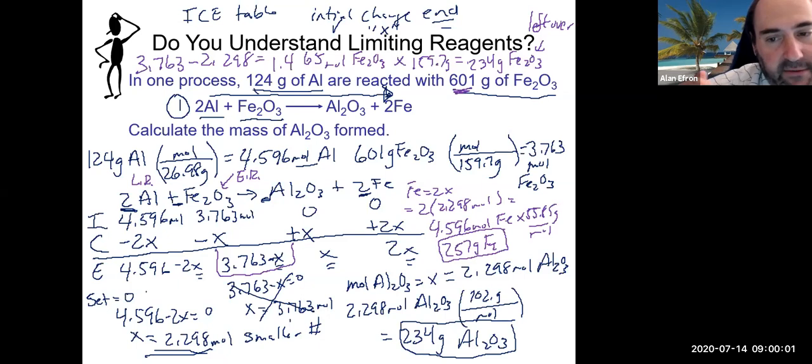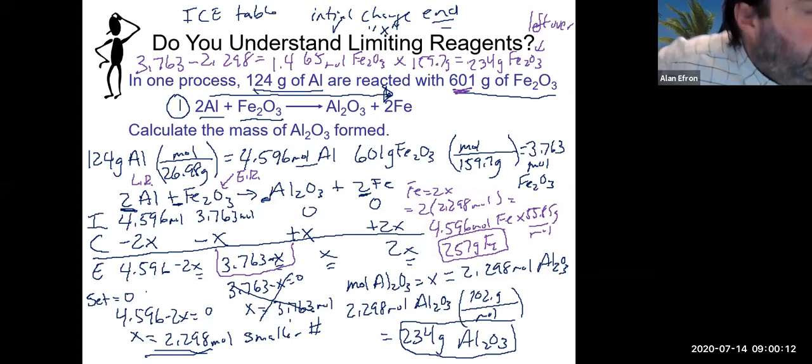So it's a nice way that you could answer usually how much product you'll make. You could also answer how much excess reagent is left over, which is a very common question as well. Any questions on that approach?